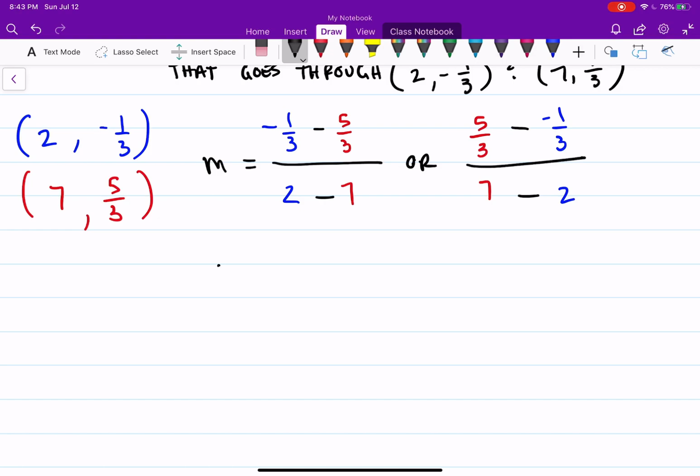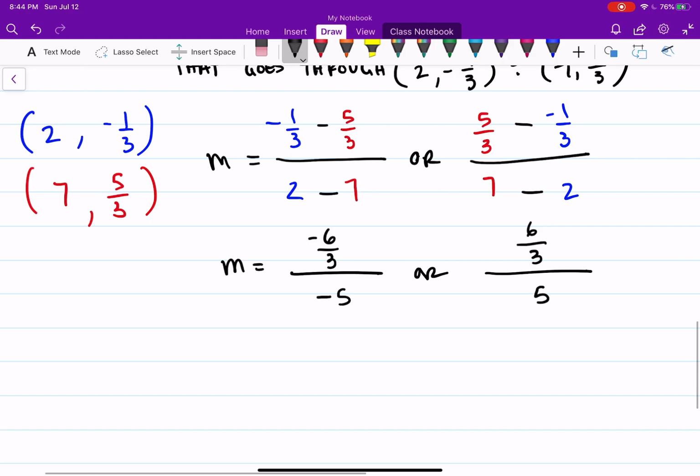So when I am doing that, what do I have? Well, I need common denominators. I have common denominators. They're both 3. So I add or subtract the top and keep the bottom. So it's going to be -6 over 3. And then 2 minus 7 is -5. Or, on this side, 5 minus a -1 means +1. So I'm going to say 6 over 3. And then the bottom is going to be 5.